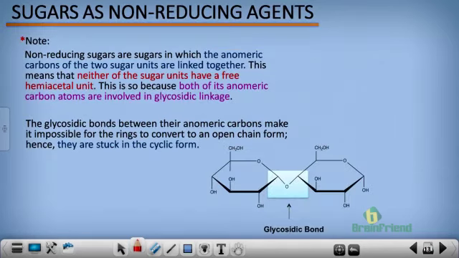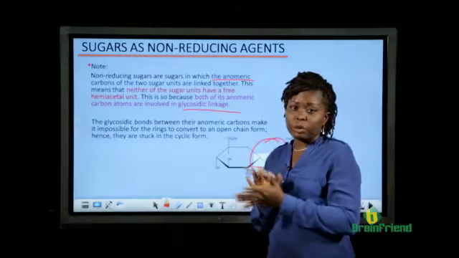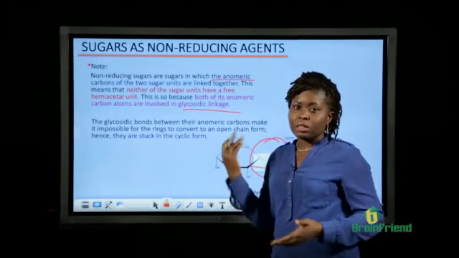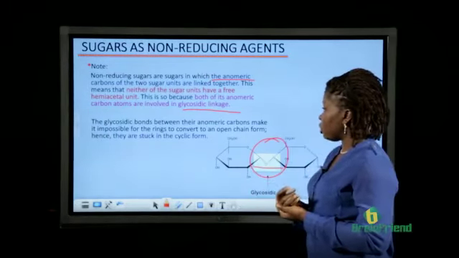Note that non-reducing sugars are sugars in which the anomeric carbons of the two sugar units are linked together in what we call a glycosidic bond or glycosidic linkage. So we have the two anomeric carbons coming together here to form this glycosidic bond. And because of this bond, they cannot convert to an open chain form.